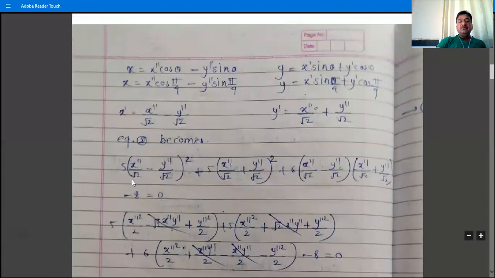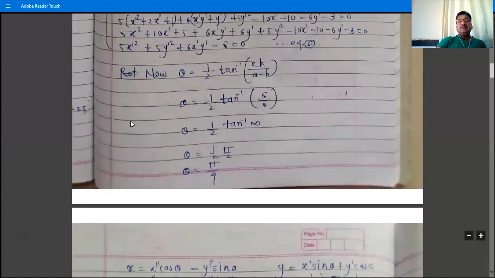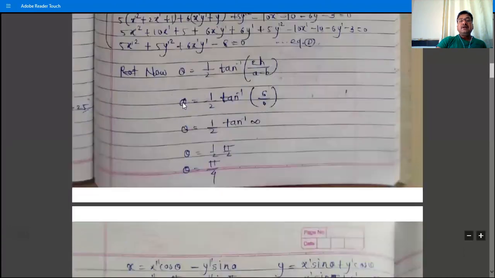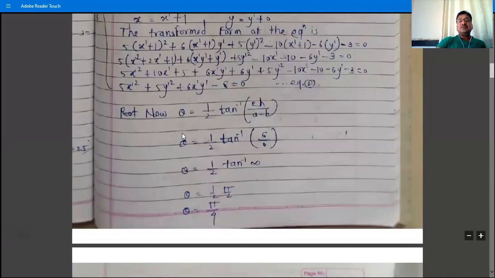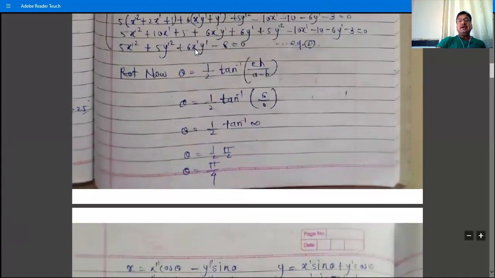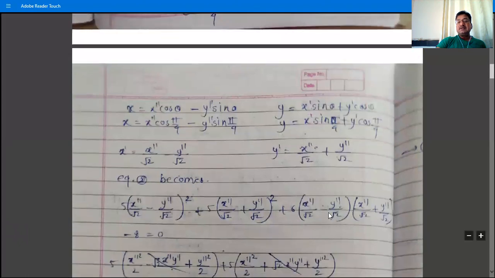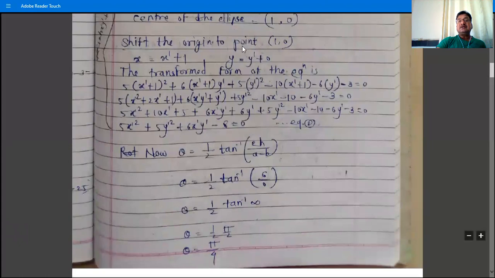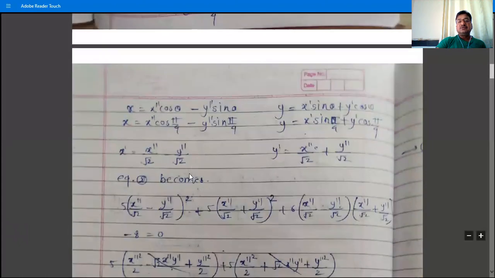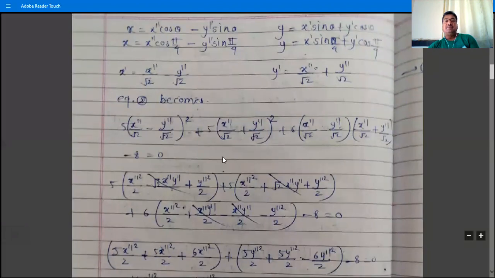So we have 5 times (x double dash by root 2 minus y double dash by root 2) whole square, plus 5 times (x double dash by root 2 plus y double dash by root 2) whole square, plus 6 x dash into y dash. So x dash is this value and y dash is this value, minus 8 is equal to 0. So this is the transform form after rotation through an angle theta is equal to pi by 4.